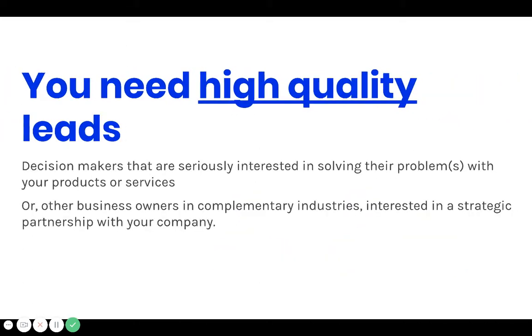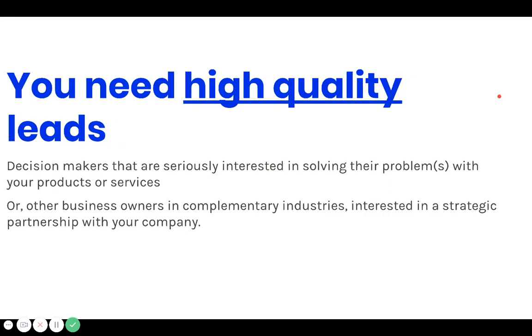You really need high quality leads, decision makers that are seriously interested in solving their problems with your products or services, or in some cases, other business owners in complementary industries interested in a strategic partnership with your company. Also, a wonderful source of leads and a full pipeline.